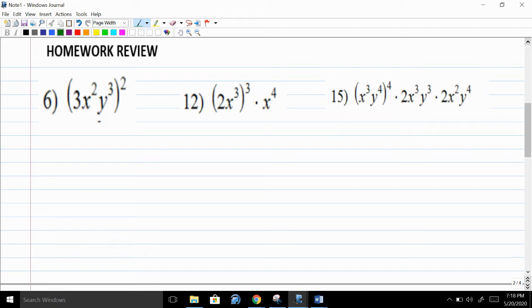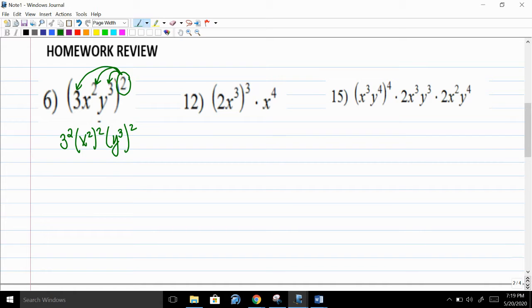Looking at the work that was turned in, most of you guys seem to do pretty well, but there are a couple mistakes that I want to just iron out and make sure you're okay with. So if we take a look at number 6, hopefully you realize that this 2 has to get distributed to the 3, to the x squared, and to the y to the third power. So you would have 3 squared, x squared squared, y to the third squared. So each term on the inside is now squared.